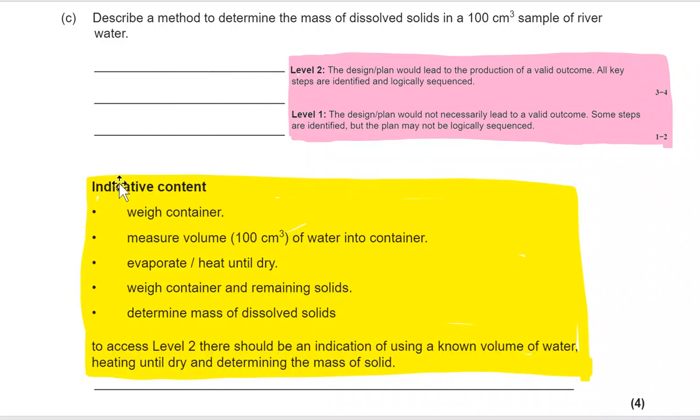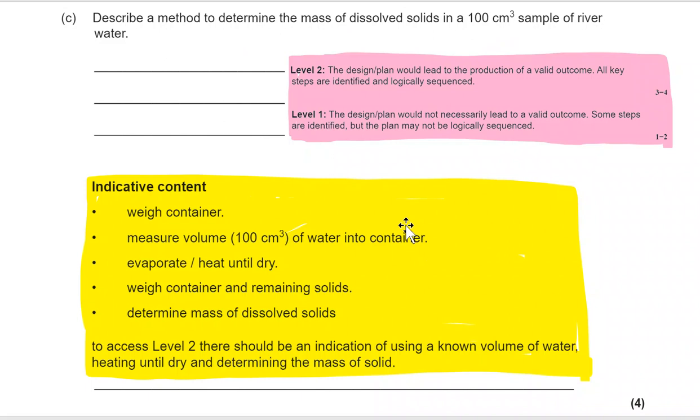In terms of the indicative content, what we would do is weigh the container, the evaporating basin potentially, and make a note of that mass. We then add 100 cm cubed of the river water to it. And then we evaporate. We're going to heat it until it's dry.